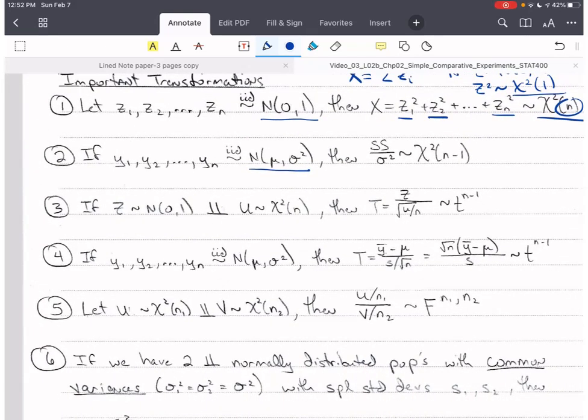Now, number 5, if U is a chi-squared with n1 degrees of freedom, and that's independent of V, which is a chi-squared with n2 degrees of freedom, then we take the ratio U divided by its degrees of freedom over V divided by its degrees of freedom. Then we get the F distribution with n1 degrees of freedom in the numerator, n2 degrees of freedom in the denominator. That's why I write it like this, even though I could simplify it. It's easier to see that on the top, in the numerator, I have n1 degrees of freedom, and in the denominator, I have n2 degrees of freedom when it's written this way.